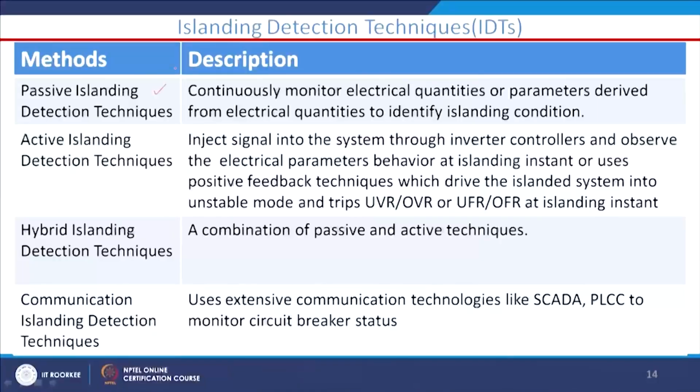Very shortly, passive detection techniques continuously monitor the electrical quantities or parameters at the terminal of the DERs. As I discussed a minute ago, we mainly measure the voltage or current or frequency, sometimes power too. Those quantities are measured at the DG terminal to take further decisions.